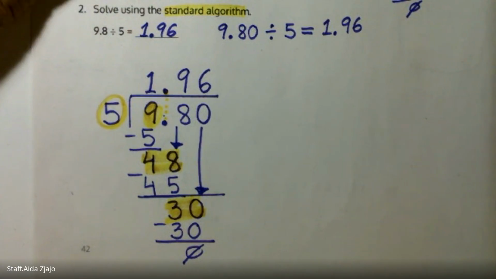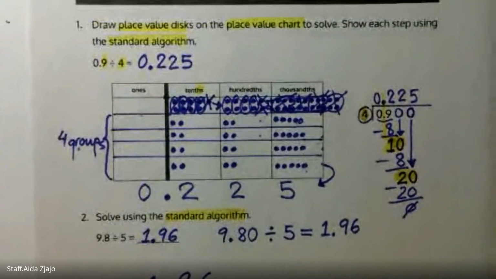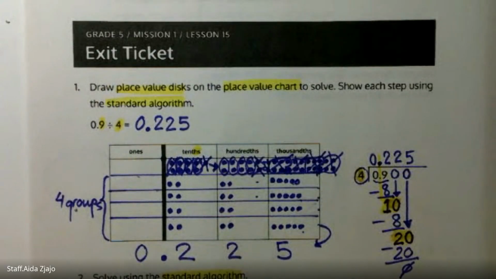So I hope that helps. That was number 2, and this was number 1. It was the exit ticket, Module 1, Lesson 15, Grade 5.